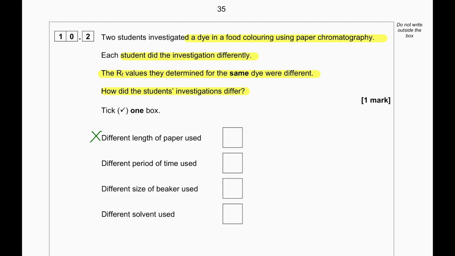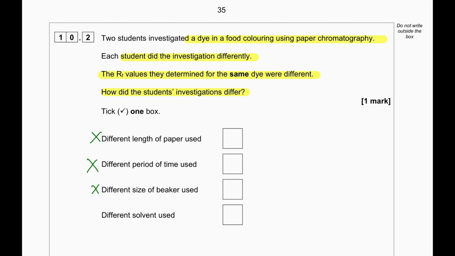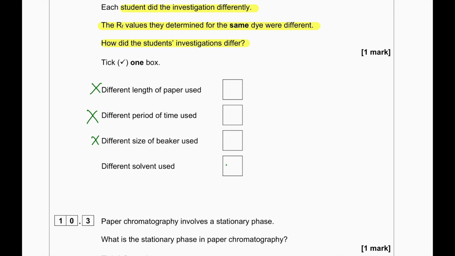Different period of time is used. Even a different period of time will produce different distances, but the ratio remains the same. Different size of beaker used. The beaker does not affect the RF value. So a different solvent can have different solubilities of that particular solute or the substance being tested, so they will give different results.